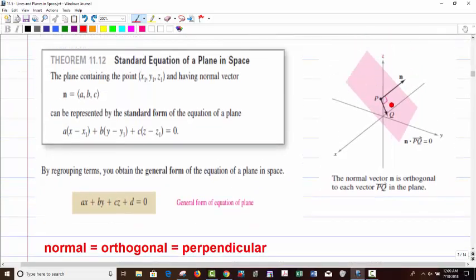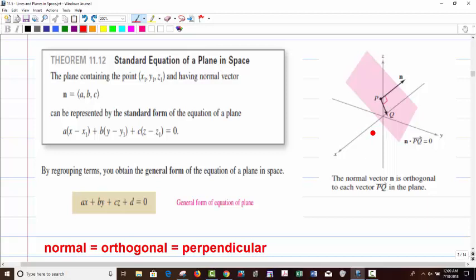So here's the YZ plane right along here. Anything going in the X direction would be perpendicular, normal, to the YZ plane. For example, if you're trying to find a normal vector to the XY plane, it would be anything going up or down the Z axis. If it was the XZ plane, anything going up or down the Y axis would be normal. And in this case, for our problem, it's the YZ plane, so anything going in the X direction.